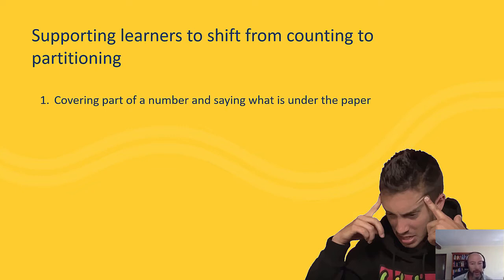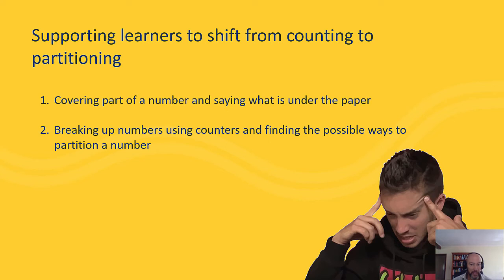And if you want to know more about this, sign up to one of the Numeracy Toolbox courses. But number one activity we're going to look at is just covering part of a number and saying what is under the paper, what number is under the paper. This will make sense to you soon. Breaking up numbers using counters to find possible ways to partition a number. We're going to use a magic square activity and we're going to use a dice game activity.